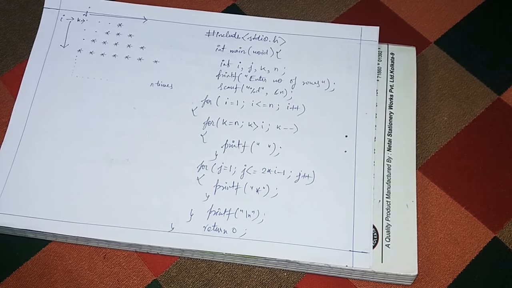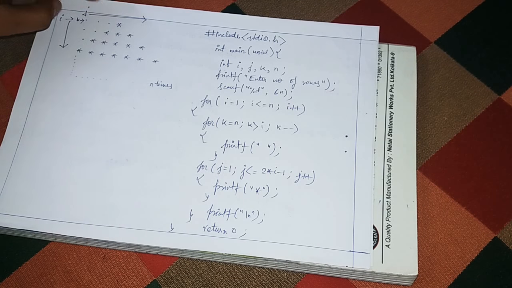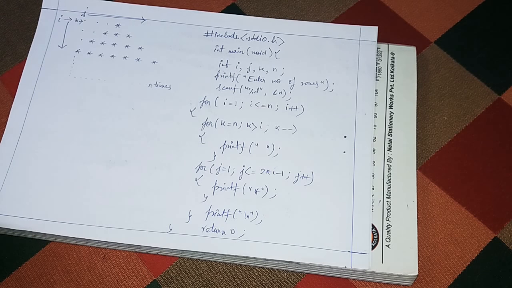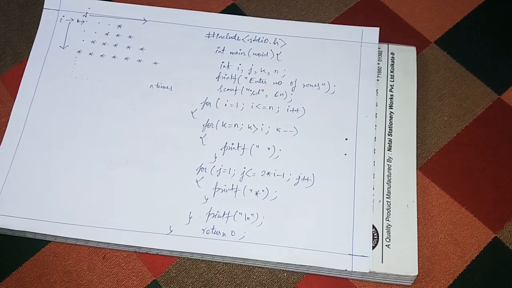What we are doing is, first we are printing the number of rows. First there is the I loop which is taking care of the number of rows. So the I loop will tell us how many rows we have to print. That's it. It will go from 1 to n. Next is the k loop. The k loop will tell us the number of spaces we have to print.